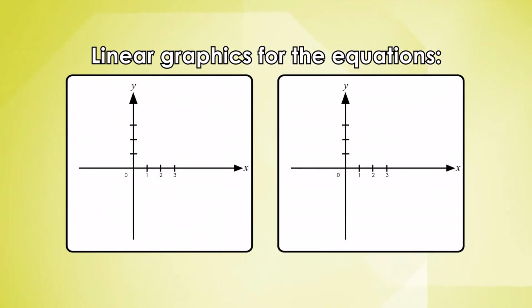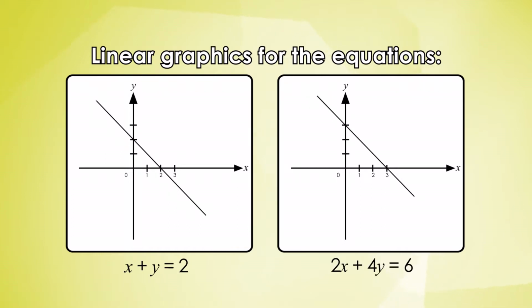A linear equation is also an equation whose graph forms a straight line. These are examples of linear graphs for the equations x plus y equals 2 and 2x plus 4y equals 6.